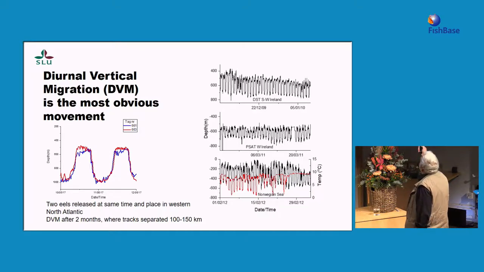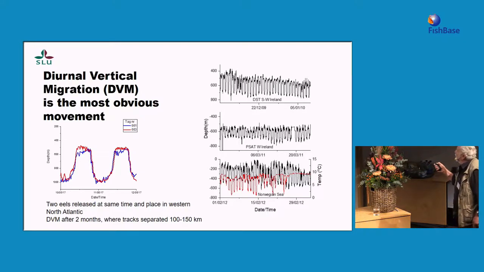And this is a longer time series that shows the same regular diurnal behavior. You can also see that there is a difference in activity, with a little higher wiggle on the curve in the nighttime shallower phase than in the daytime. And here the red is the temperature.